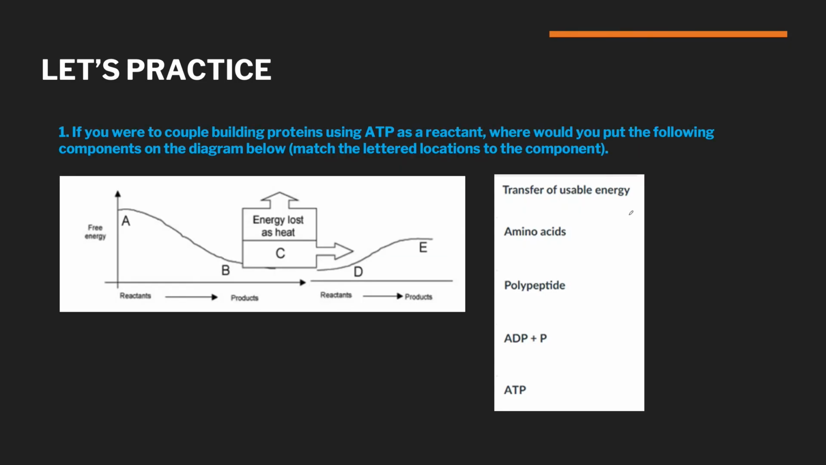And then let's practice here. So pause this and see if you can put all of these terms onto this diagram. So we're coupling the building of a protein, which is an endergonic reaction, with using ATP, which is an exergonic reaction. So pause the video and see if you can do that.